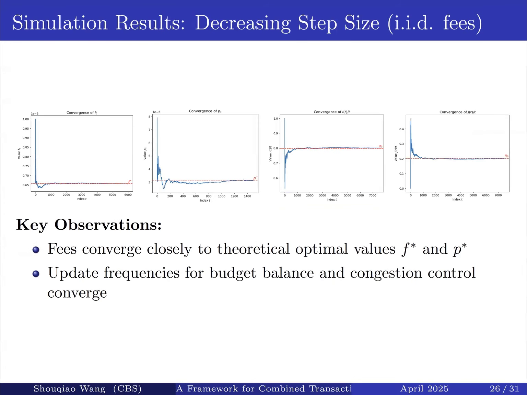So our results under decreasing step size and IID fees, which is the theoretical scenario, clearly support the theoretical predictions. Fees closely converge to optimal theoretical levels F star and P star. Frequencies of budget balance and congestion control updates stabilized as expected, confirming the theoretical result.